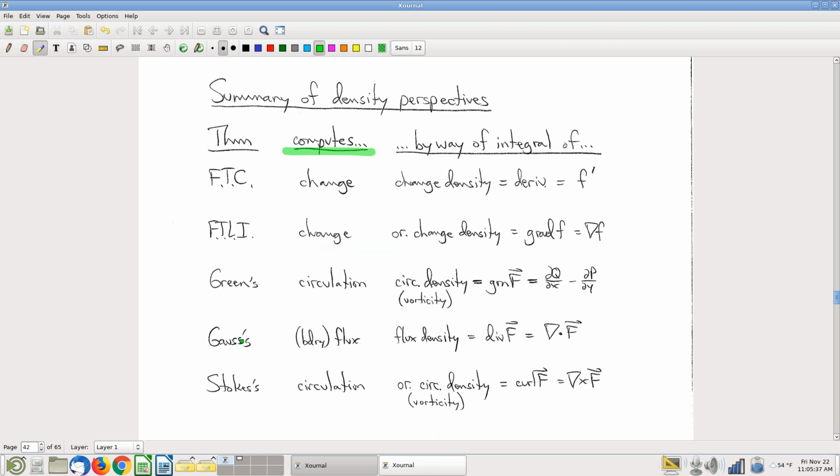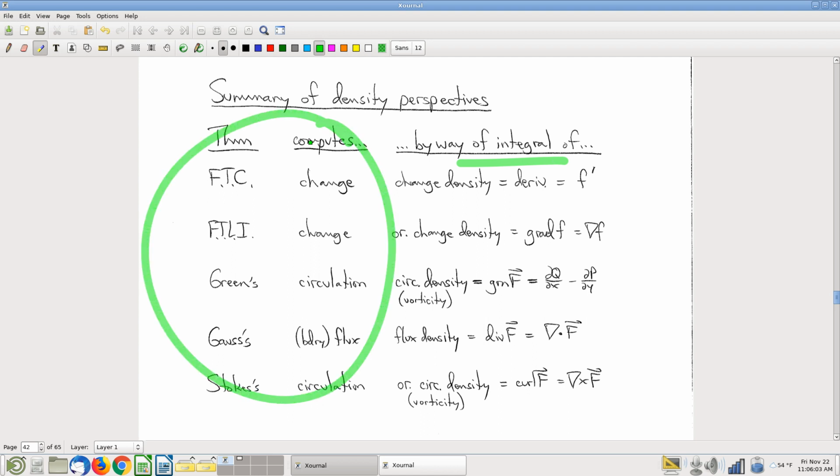Gauss's theorem doesn't have a friend in this discussion, but it's still computing an accumulating quantity. It's the only one that's computing boundary flux as an accumulating quantity. Okay, so these are accumulating quantities. You compute accumulating quantities with integrals. All of these accumulating quantities are computed with integrals.